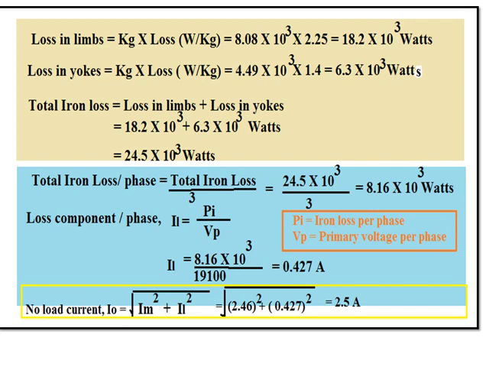Lastly, after knowing IM, the magnetizing current per phase, and the loss component of no load current per phase, the no load current per phase is given by the final expression, square root of Im square plus IL square. It becomes 2.5 ampere.